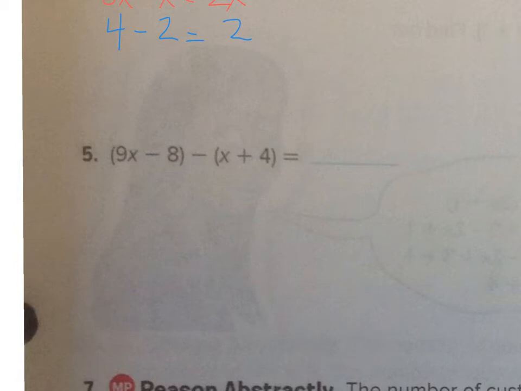For this problem, I'm going to combine like terms like I have been doing. So I take a positive 9x minus a positive x to get a positive 8x. And then when I combine a negative 8, subtracting a positive 4, I get negative 12. So when I combine 8x and a negative 12, I get 8x minus 12.